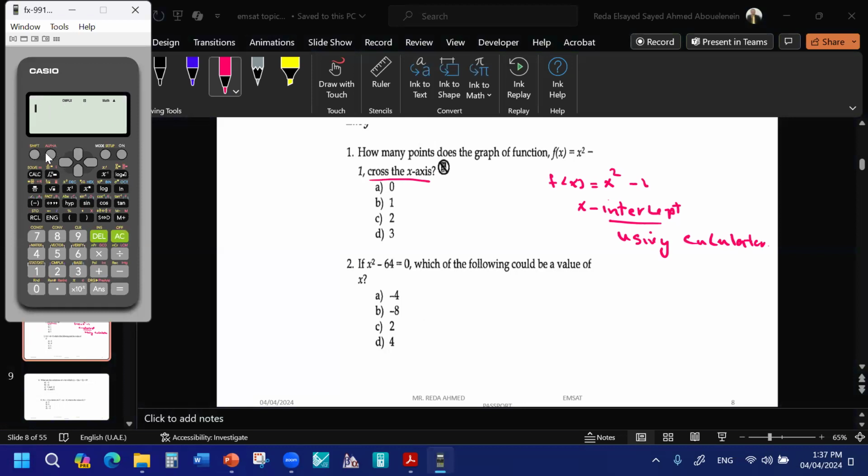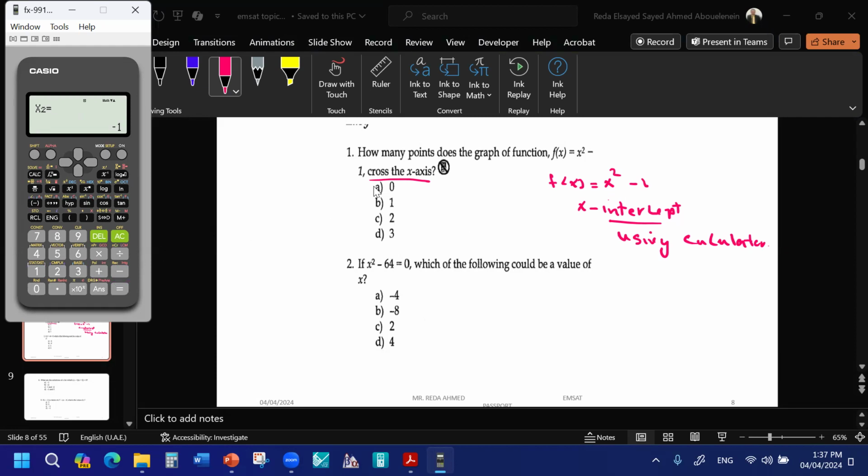Here, shift 9, 3, to clear the calculator completely. And now you can use mode 5, then 3. Here, a is 1, the coefficient of x is 0, and then negative 1. And so x equals 1 and x equals negative 1.